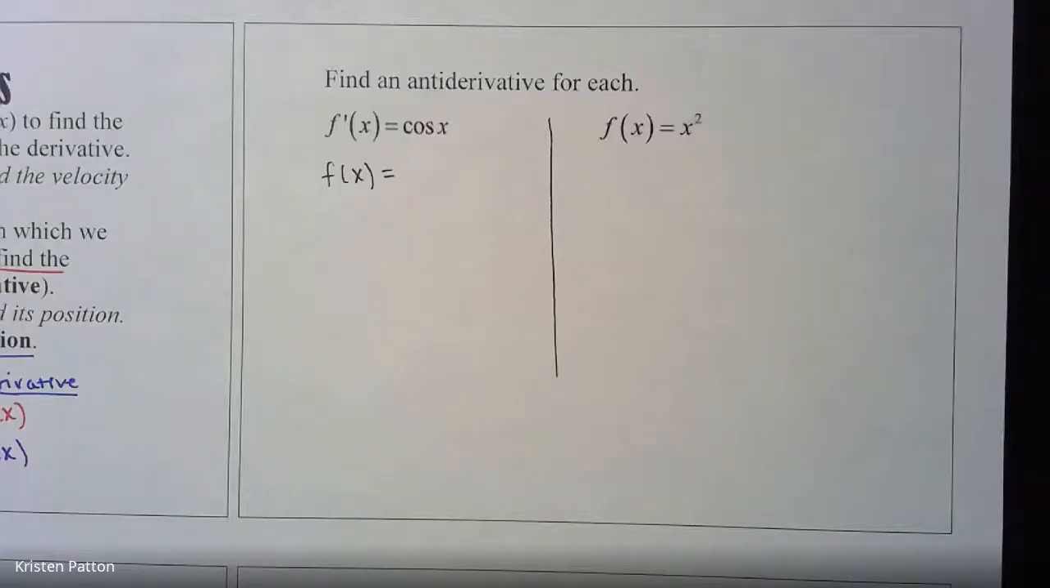Negative sine of x? Close. Okay, so Sydney, the derivative of cosine is negative sine. I want you to think about backwards. What is cosine x the derivative of? And anyone can help her out. Isn't it just sine? It's just sine x.